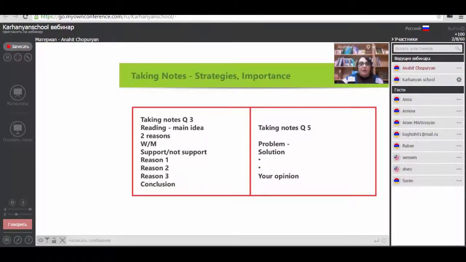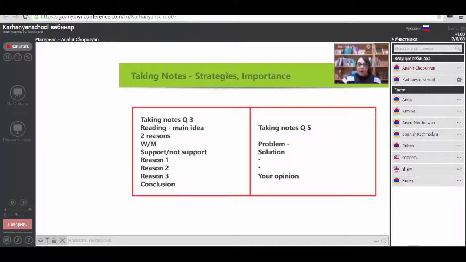Then you will have to name two reasons from the listening. There will be a man or woman who will support or won't support the change. So you must tell whether he supports or doesn't support, and why, by reasons. Here, you can include a conclusion if you have time, or you can omit it if you are short of time. And about the note-taking strategy of question 5, it's like this.